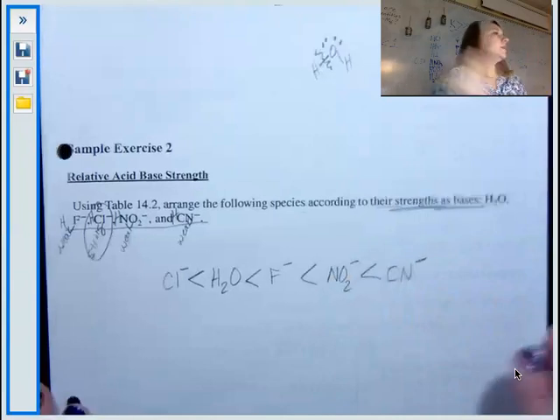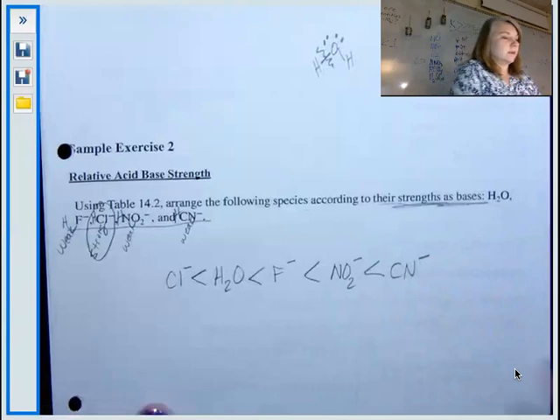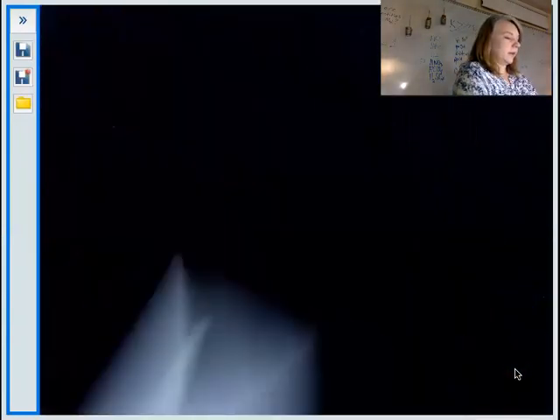And so that's the way you just do bases. You just need to know that concept. The weaker the acid, the stronger its conjugate. The stronger the acid, the weaker its conjugate. All right, let's look at the next exercise.